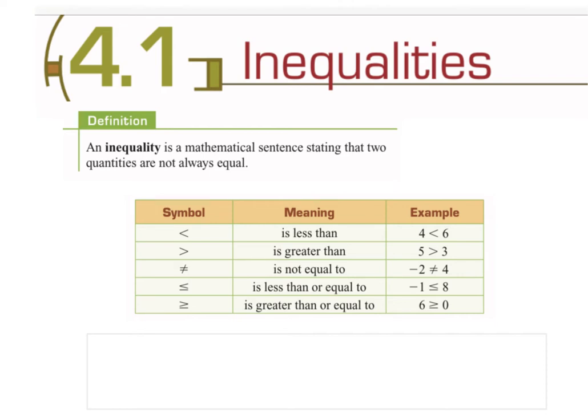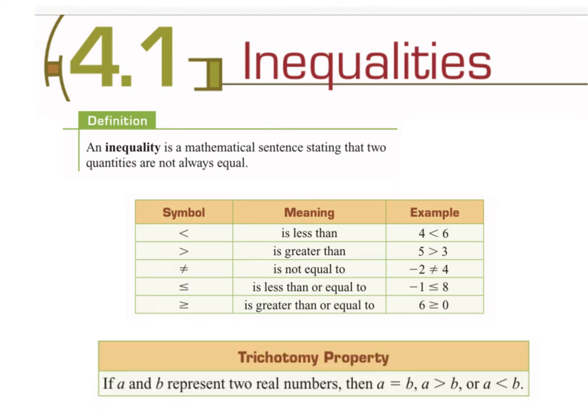And so you have types of inequalities. You have what's called a trichotomy property. If A and B are real numbers, then one of these three things must be true. Either they're equal, A is bigger than B, or A is less than B. Those are the only options if you have two real numbers, all right? And so that's what that property says. So far we've only been dealing with equal, and now we're going to move into what happens when they are not equal.